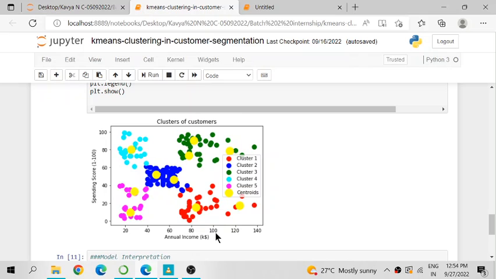Okay, this is how the results will be given for the clustering algorithm implementation for the mall customer segmentation. So what are the data points we have here, they are the clusters. The different colors will be giving different clusters here.